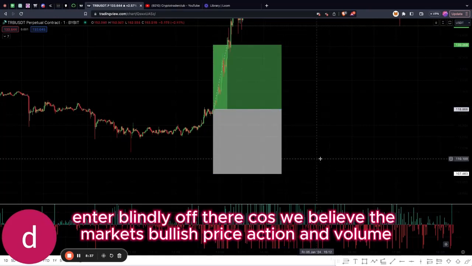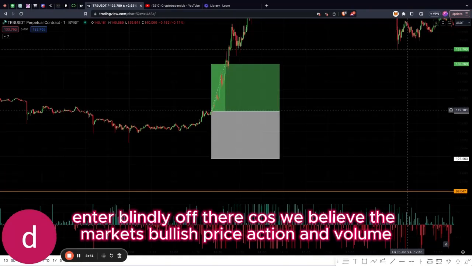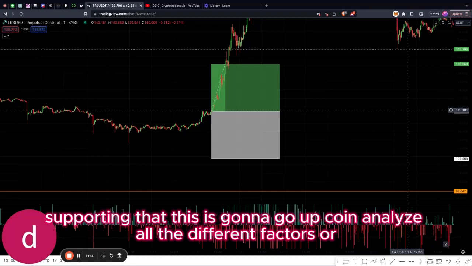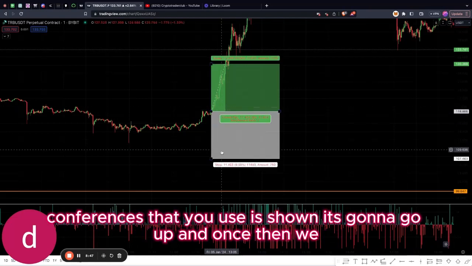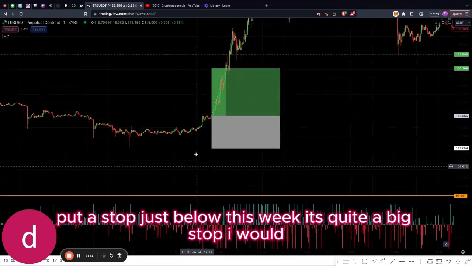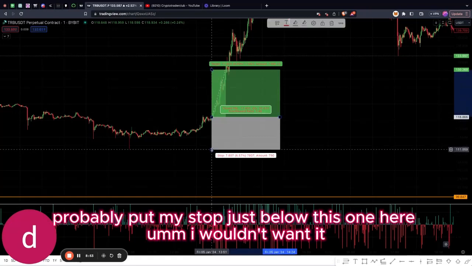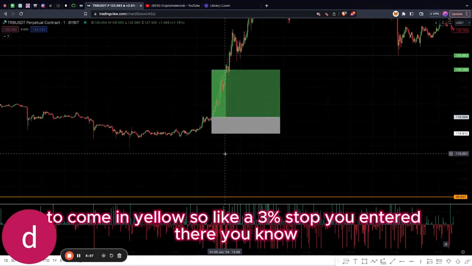So let's say we just enter blindly off there because we believe the market's bullish. Price action and volume are supporting that this is going to go up. Coin analyze, all the different factors or confluences that you use are showing that it's going to go up. And once again, we put a stop just below this wick. It's quite a big stop. I would probably put my stop just below this one here. I wouldn't want it to come any lower, so like a 3% stop.